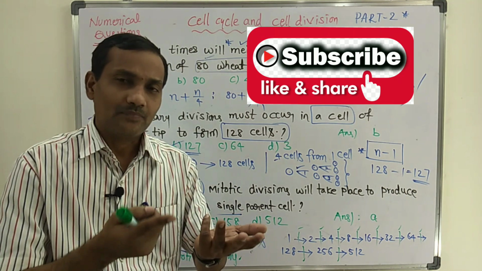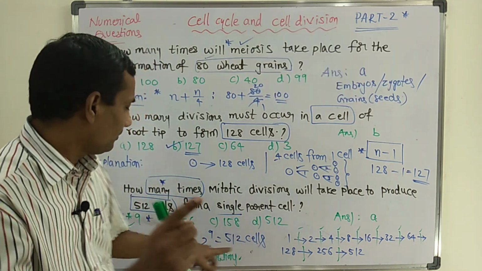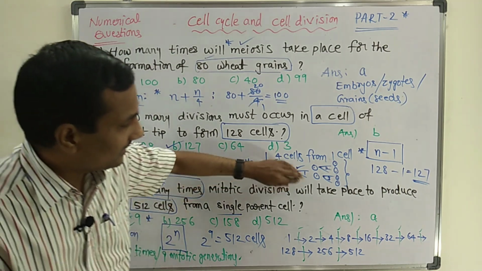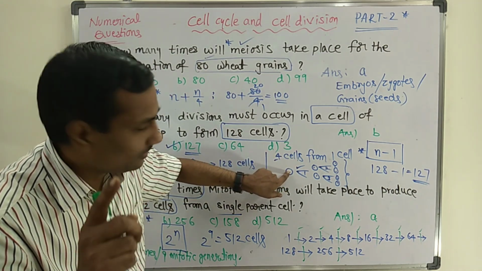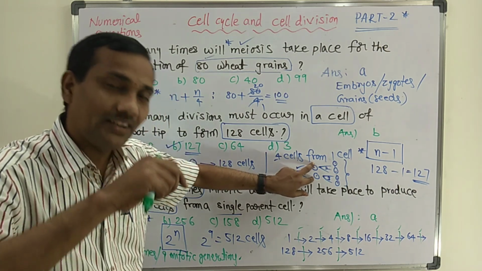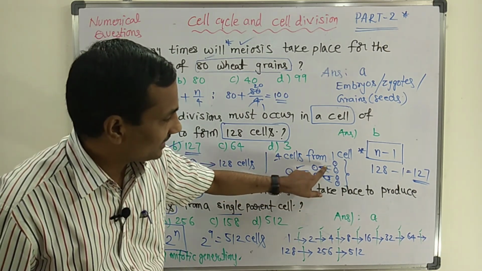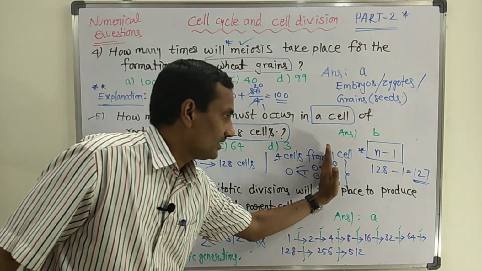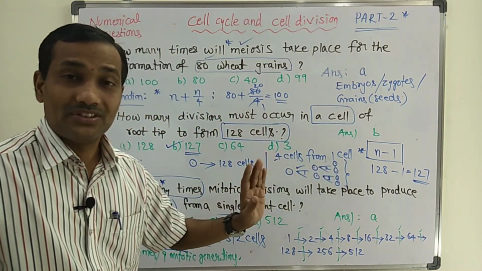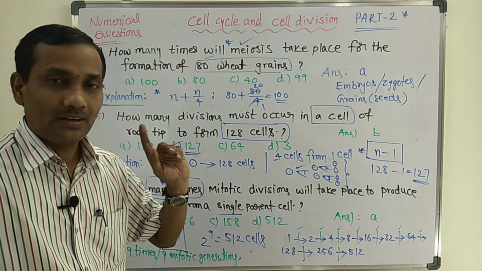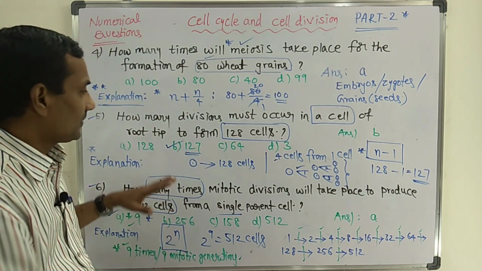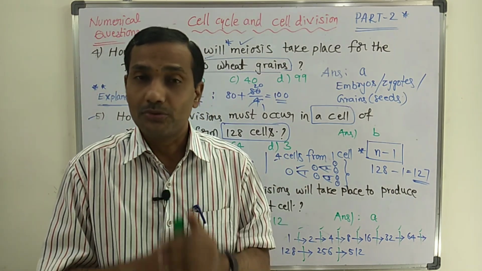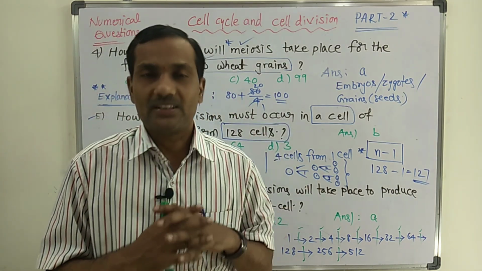If they ask a question like this, you have to follow simply 2 to the power of n. If it is a mitotic division, one cell divides and two daughter cells form, that you have to consider as 1, then this is second, third. But whenever it comes to generations, this is total one generation. So generation is different, mitotic division is different. These formulae you have to use to get the perfect answer.